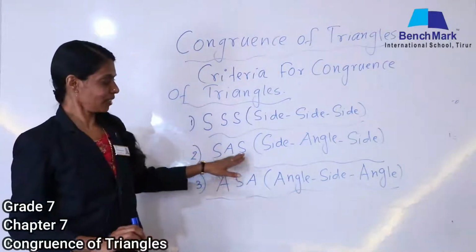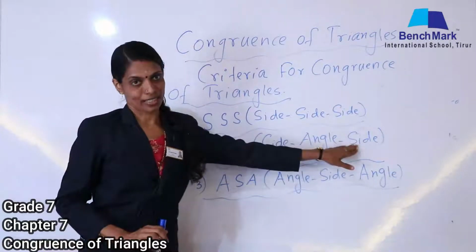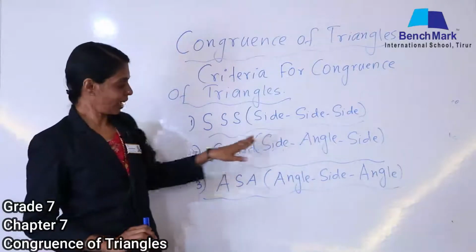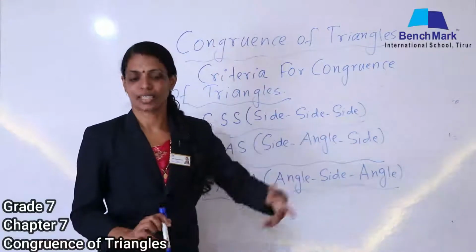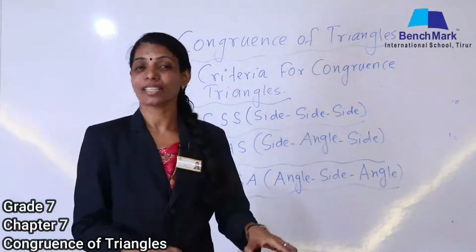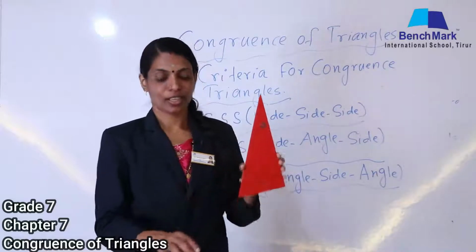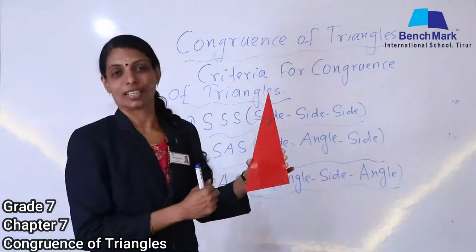SAS criterion, and it stands for side, angle, side. S stands for side, A for angle, and the third S stands for the next side. What does it mean? What is the meaning of SAS congruent criterion? Let us take a triangle. You have a triangle here and you can see that it is told SAS.